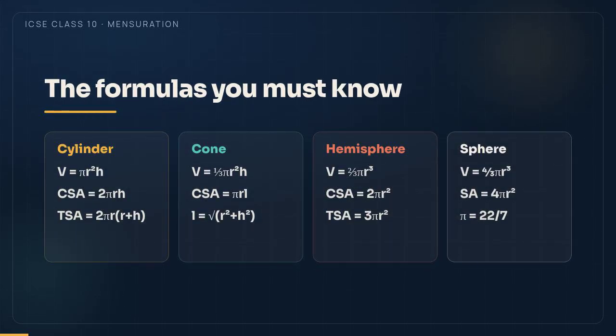For a cylinder, volume equals pi r squared h, and curved surface equals 2 pi r h. For a cone, volume is 1/3 pi r squared h, curved surface is pi r L, where L equals the square root of r squared plus h squared. For a hemisphere, volume is 2/3 pi r cubed, and curved surface is 2 pi r squared. For a sphere, volume is 4/3 pi r cubed, and surface area is 4 pi r squared. Throughout, we take pi as 22/7.